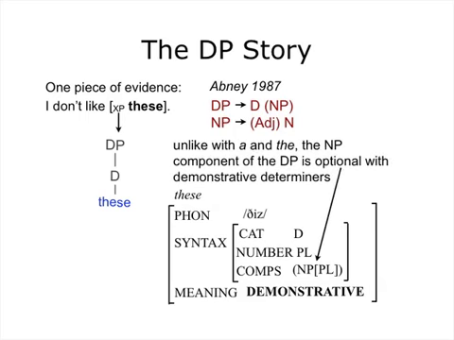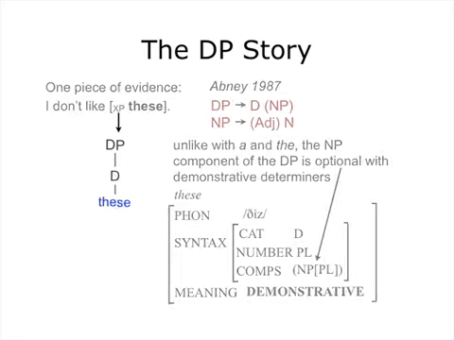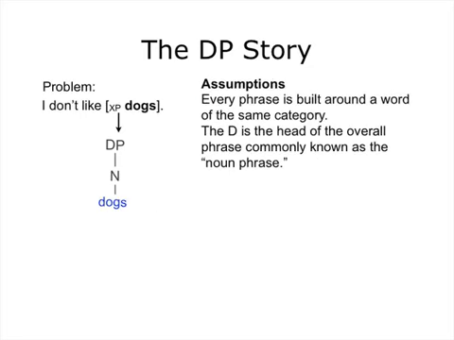So this is a determiner that, unlike and the, doesn't require a DP. That's all you have to say, right? It has an optional complement. If it has a complement, it has to be plural, but it doesn't have to have one. This would be a demonstrative determiner. All right, so this actually kind of makes some sense, doesn't it? And so you could run with that a little bit, but then you have a problem.